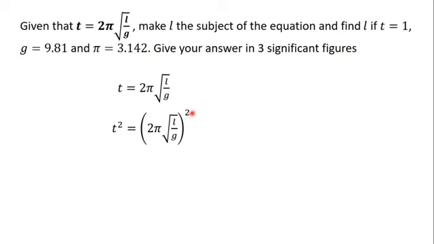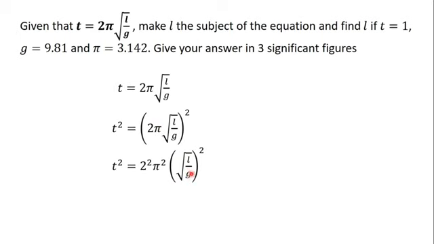Now when you do this, what do we do? We distribute the square to every number or variable here. So 2 will be squared, pi will be squared, then the square root of L over G will also be squared. We give the square to 2, so 2 squared. We square pi, so pi squared. Then the square root of L over G will also be squared. That's what I meant by squaring everything on the left hand side and on the right hand side.